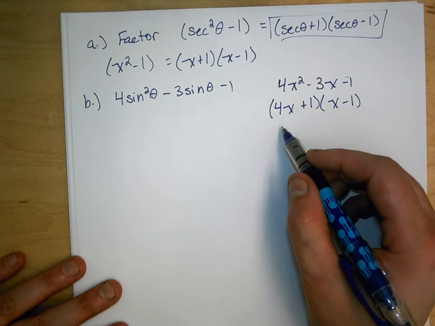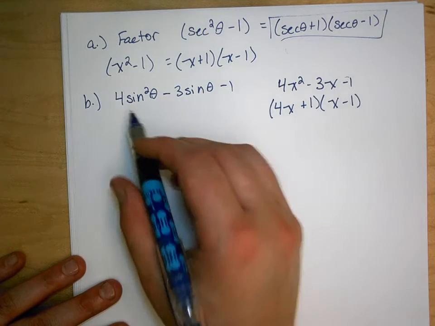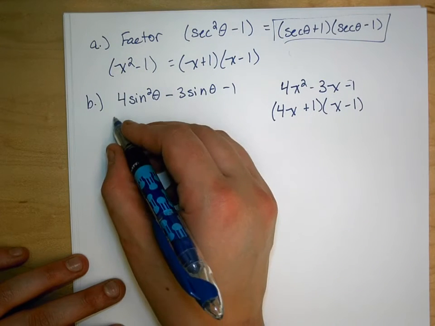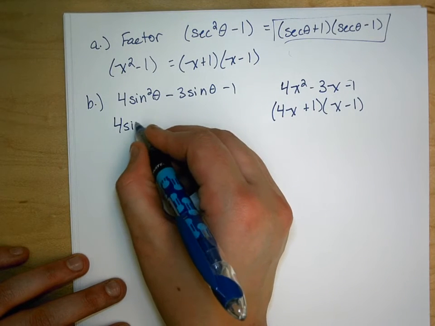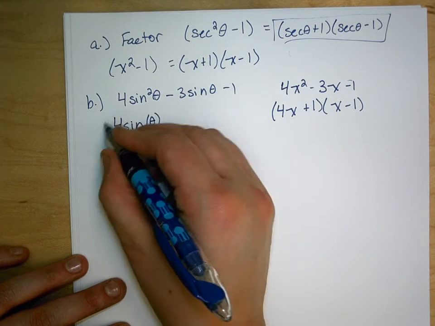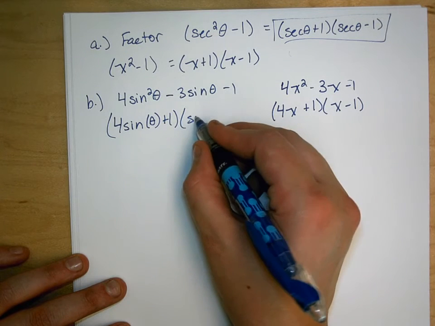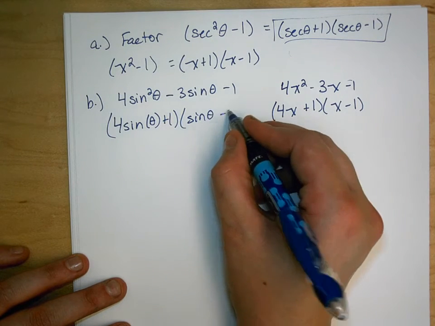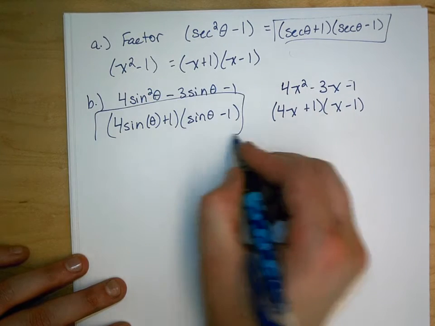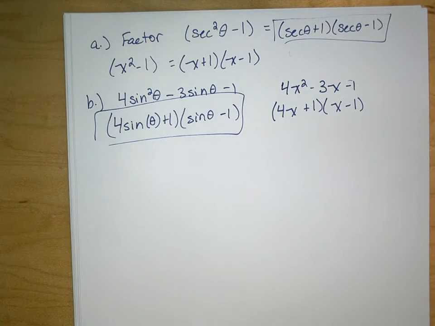So now we can do the same thing over here and just let x equal sine. So we'd have 4 sine theta plus 1 times sine theta minus 1. And that would be a fine answer.